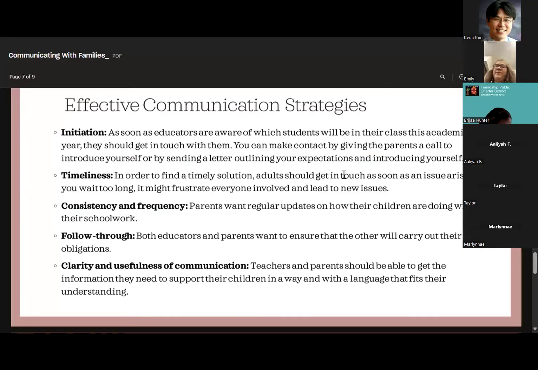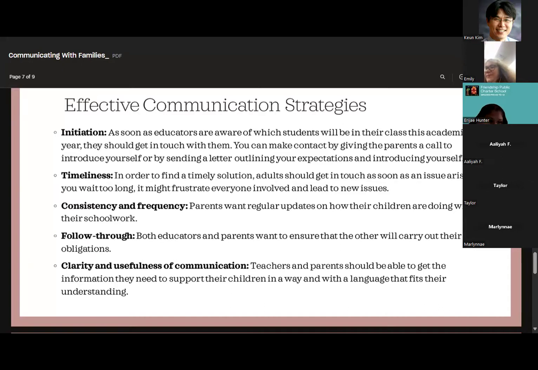By sending a letter outlining your expectations and introducing yourself. Timeliness. In order to find a timely solution, adults should get in touch as soon as an issue arises. If you wait too long, it might frustrate everyone involved and lead to new issues. Consistency and frequency. Parents want regular updates on how their children are doing with their schoolwork. So it's important that you consistently remind them and send newsletters about their child.